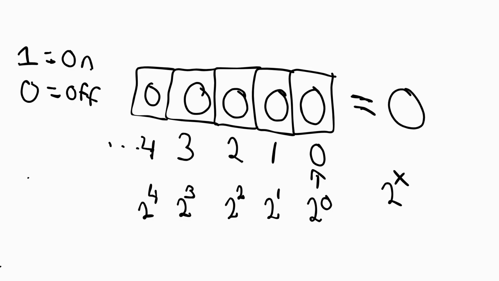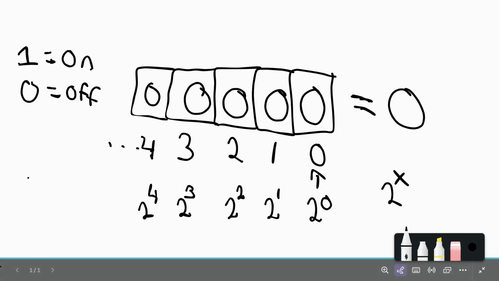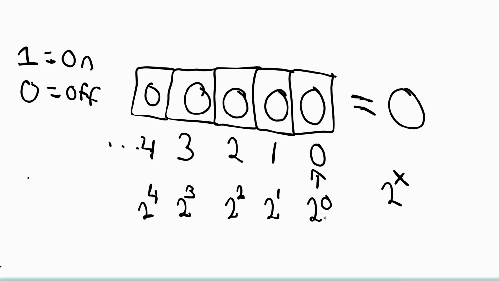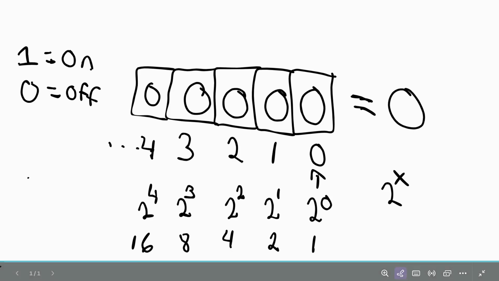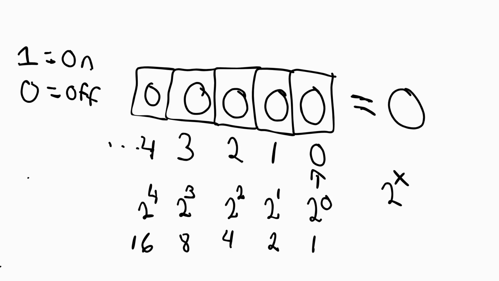And to make this clearer, you can go and actually calculate the value, which 2 to the 0 is 1, 2 to the 1 is 2, 2 to the 2 is 4, 2 to the 3 is 8, and 2 to the 4 is 16, right? And from here, it's just addition.